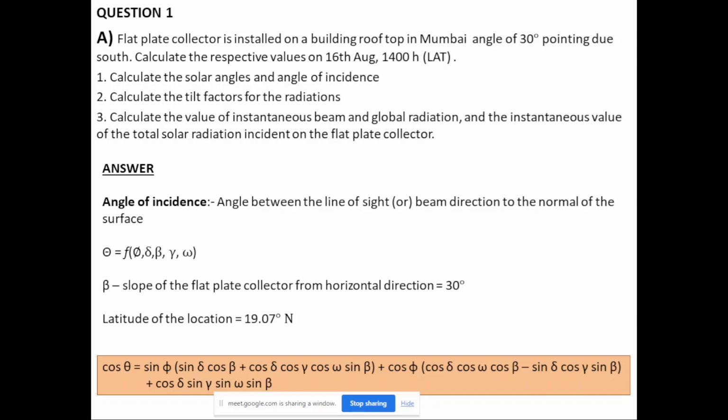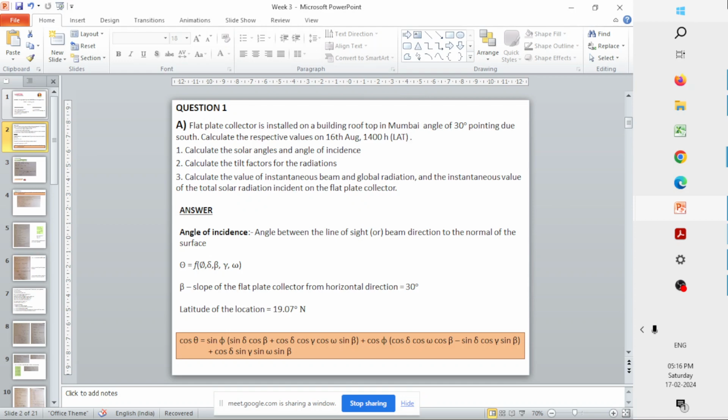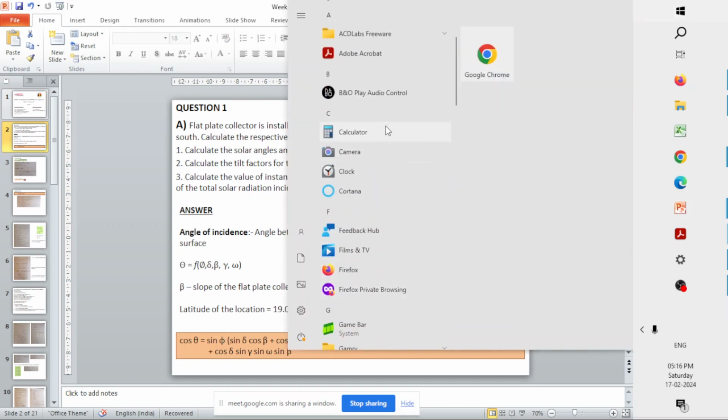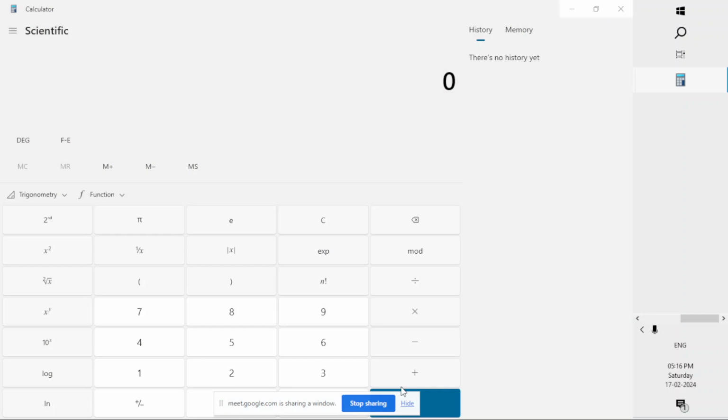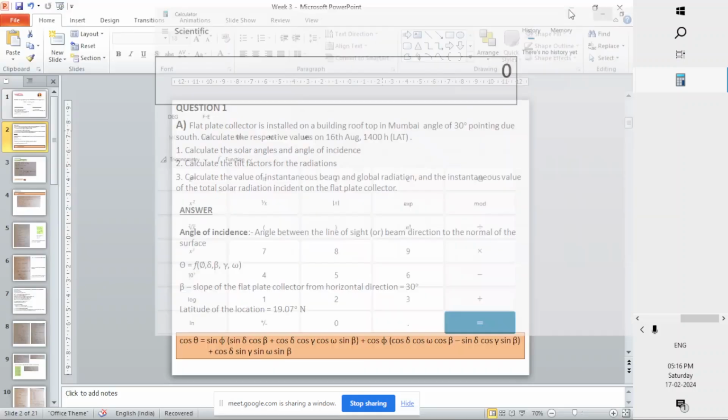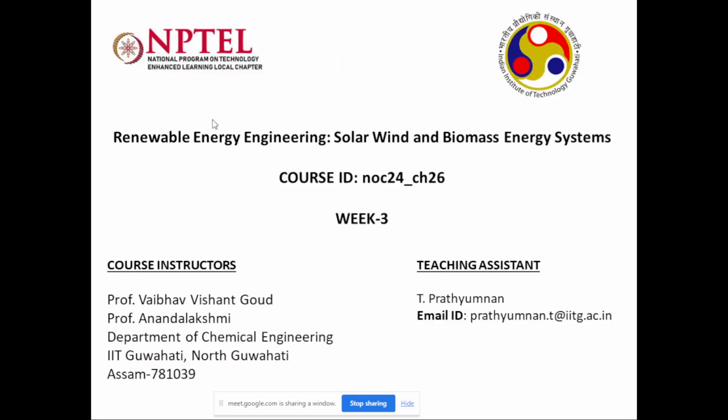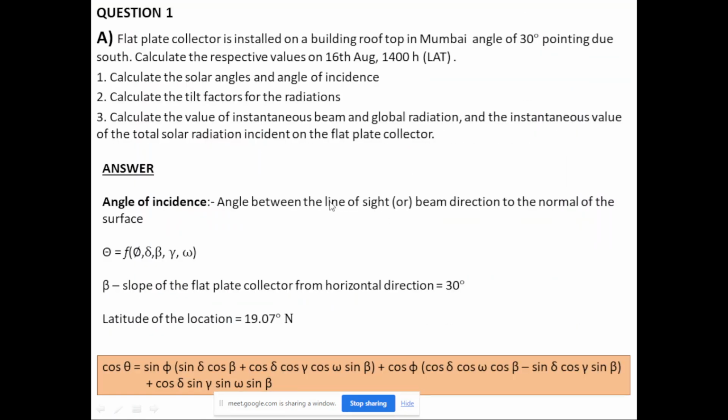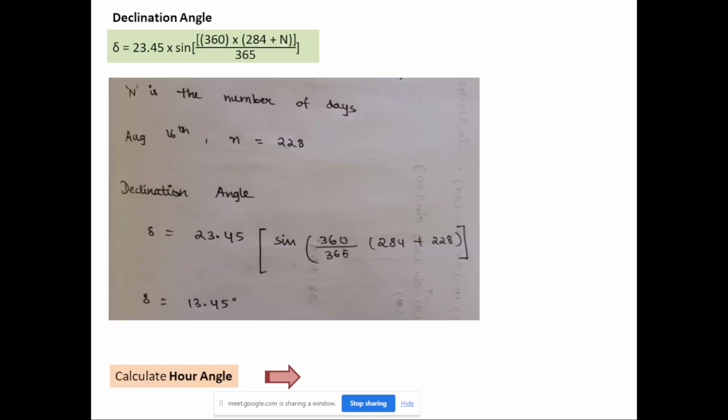So let's calculate the value of n for 16th August. It is 31 for January, 28 for February, then March, April, May, June, July and August. So 228 is the nth value. While calculating the value of n, you have to consider that particular date as well. As I said previously, 16th August also has to be taken into consideration while calculating delta.